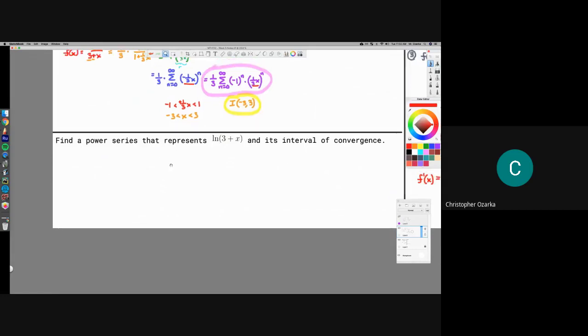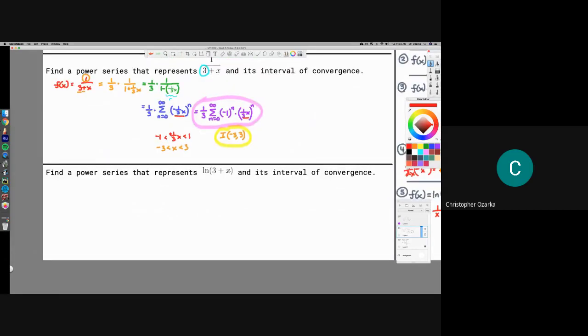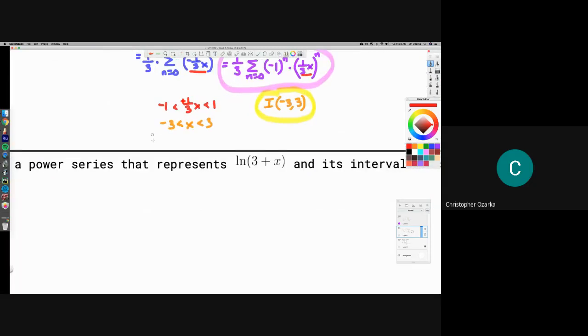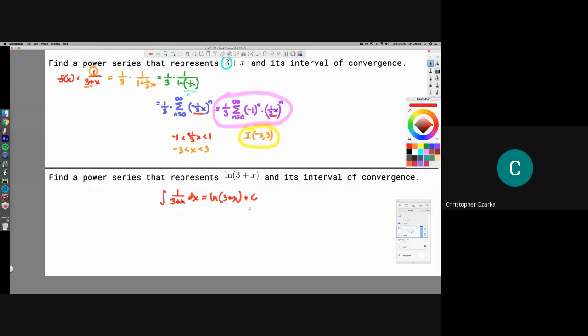All right, here, find the power series for ln of 3 plus x. Well, the derivative of ln 3 plus x is equal to 1 over 3 plus x. I did that on purpose. Your test will be the same way. So that means if I do the antiderivative of 1 over 3 plus x dx, it's equal to ln of 3 plus x plus c. We have to figure out that plus c, but we're going to go over that in a little bit.